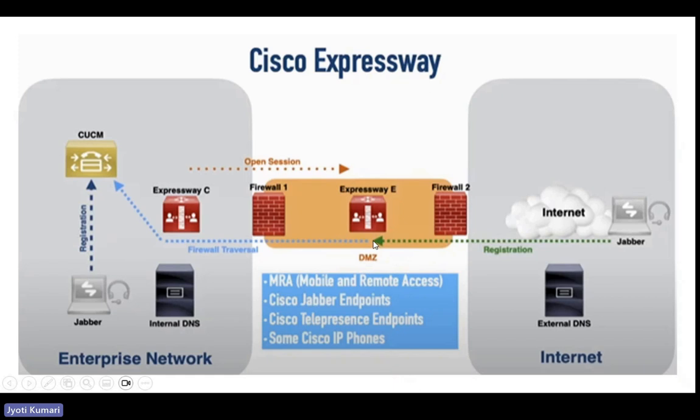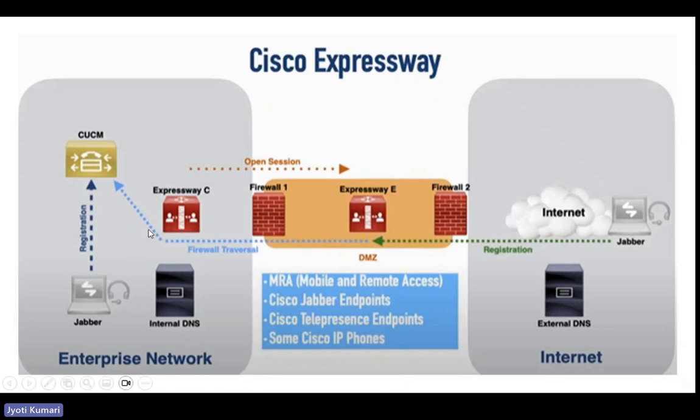Yeah. So what basically happens is Expressway C creates a session with Expressway E. It's like a tunnel they create within themselves, which is a trusted tunnel for any authenticated, authorized users who want to get access from outside. So let's suppose we have our enterprise network, we have a Jabber client here, we have a CUCM, and internally within our network, we do not require any firewall traversal or NAT traversal here. It can directly register with our CUCM here.